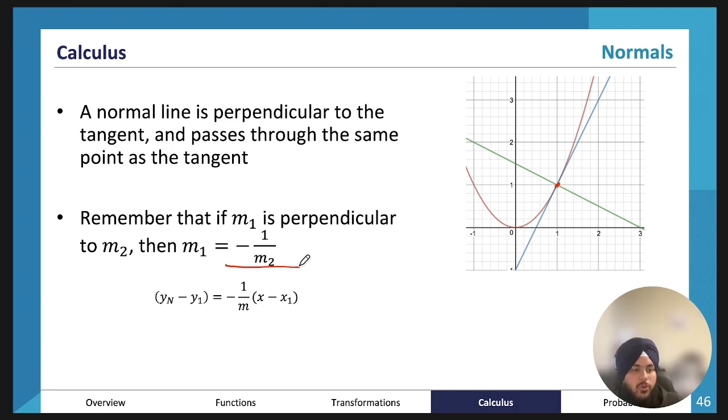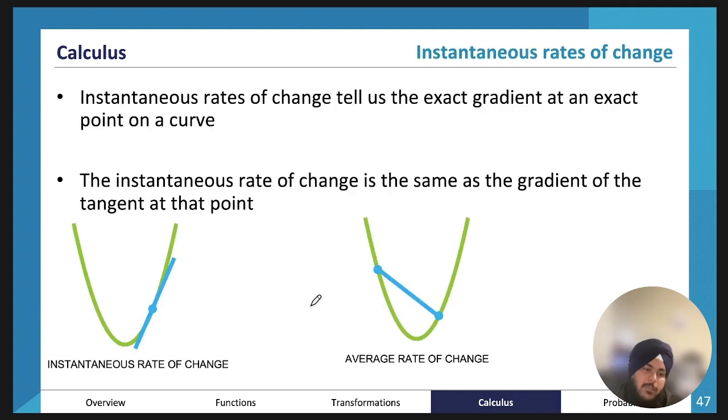So m2, or the gradient of the normal, is going to be the negative reciprocal of the gradient of the parallel line, or the tangent. So -1 over the gradient of the tangent line, sorry. And the way that you determine the equation is pretty much the same sort of process. y minus y1 is equal to -1 over m times (x minus x1).